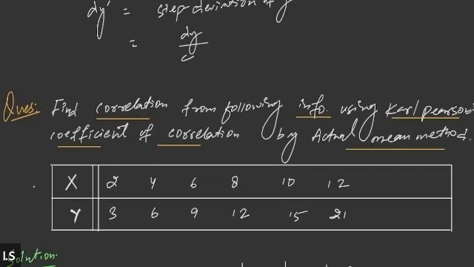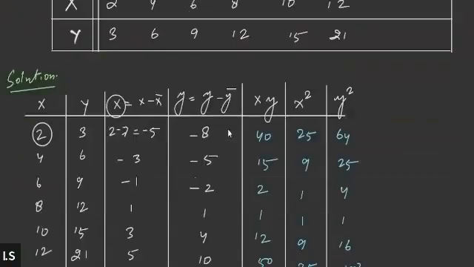So we have two variables given in the question, variable X and Y. X variables are 2, 4, 6, 8, 10 and 12. Similarly, Y variables are 3, 6, 9, 12, 15 and 21. So using this information we need to find out the correlation. So first of all, what do we do? We will first write the question in the vertical format as usual.